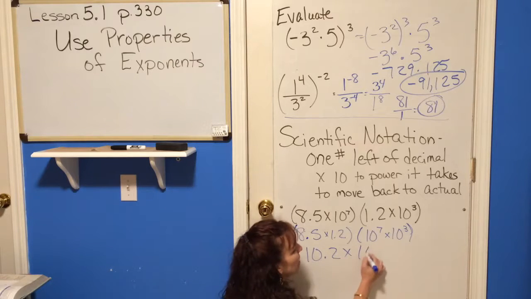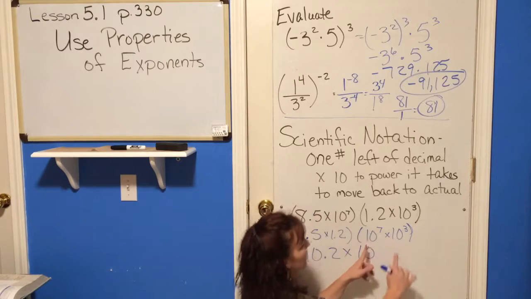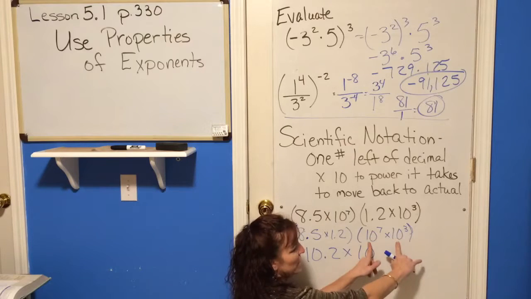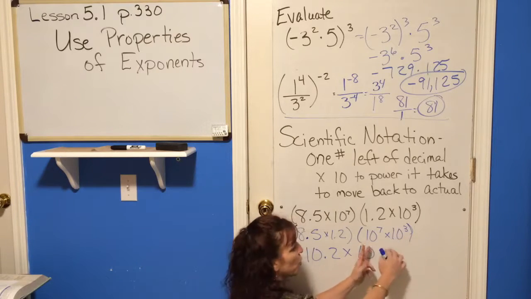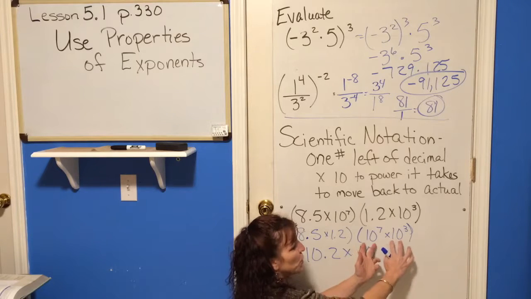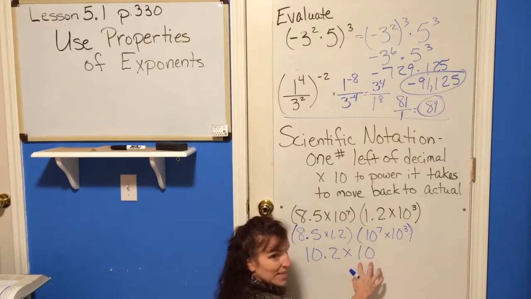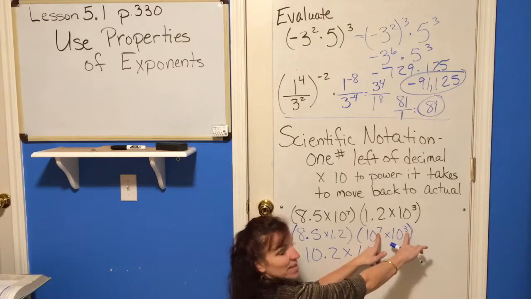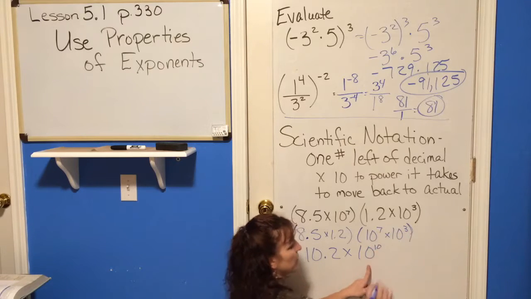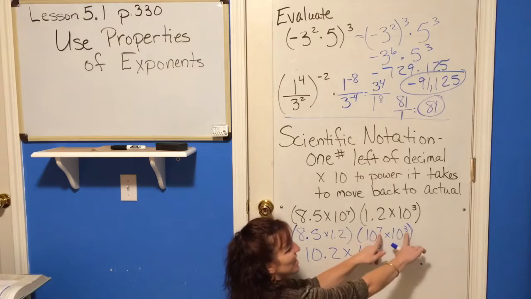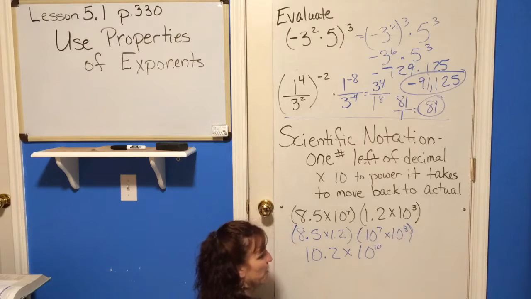10.2 times 10, because what we've got is 10 as a base, 10 to the 7th power times 10 to the 3rd power. Remember, if we're multiplying numbers with the same base, we're going to keep the base and add the exponents. So 7 plus 3 is 10. So we've got 10 to the 10th power, because we've got 7 of them here and 3 of them here, so we just added them together.